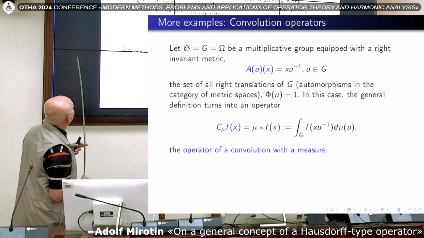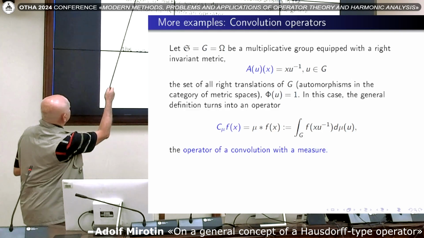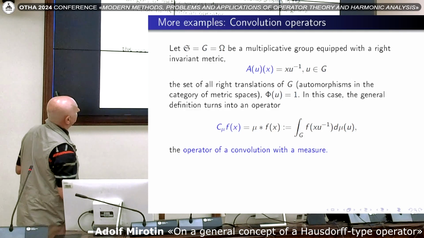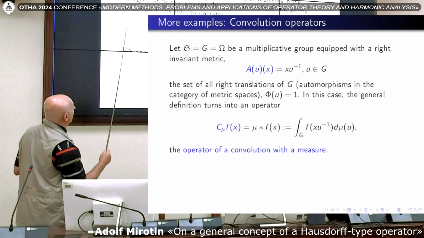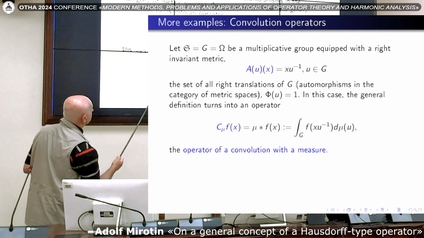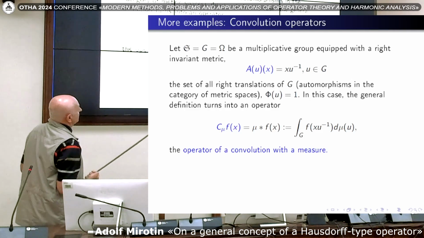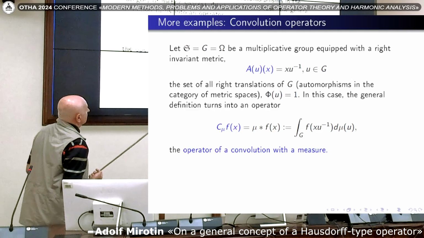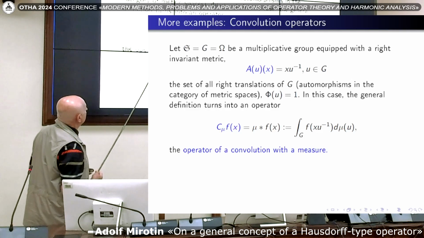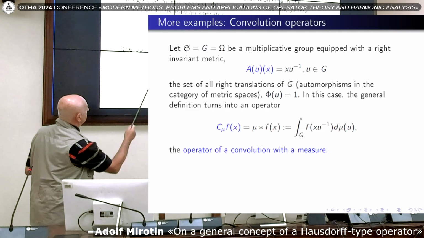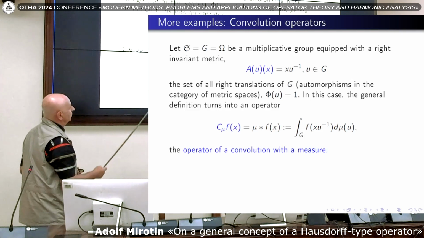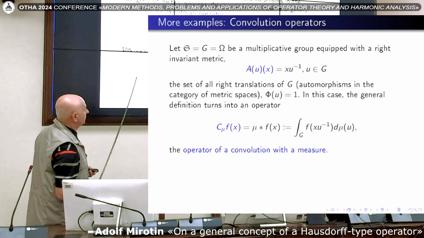And the next example, let S and Omega be G, a multiplicative group equipped with a right invariant metric. A of u is the set of all right translations in G. These translations we took in the right invariant metric, so these translations are automorphisms in the category of metric spaces. The kernel is identically 1, and in this case, the general definition turns into the well-known classical operator of convolution with a measure.